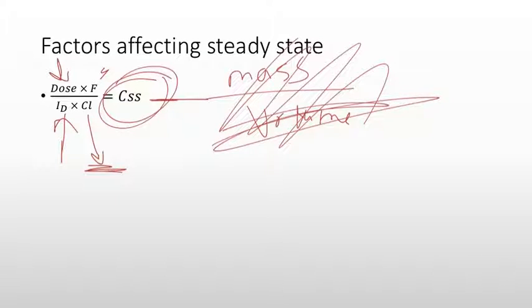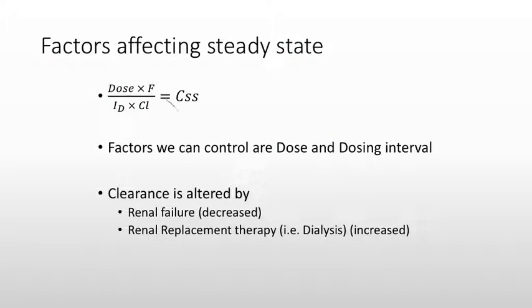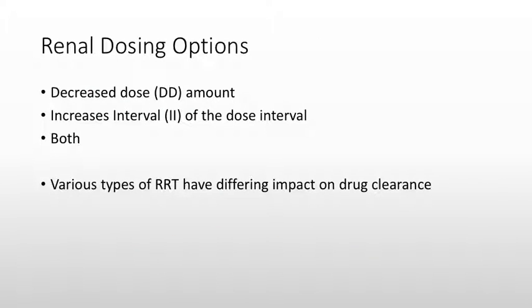These are all factors that affect steady state. But the only factors we can control are the dose and the dosing interval. And so the clearance is something that changes, but that's altered by the renal failure itself. It can also be increased by renal replacement therapy. So I've already pointed out what I can change. I can decrease the dose, or I can increase the dosing interval, or I can do both.